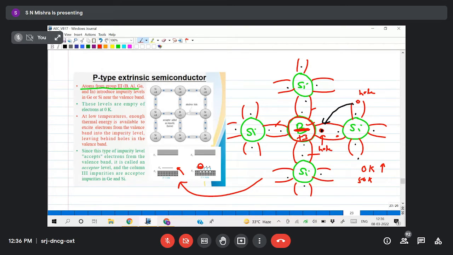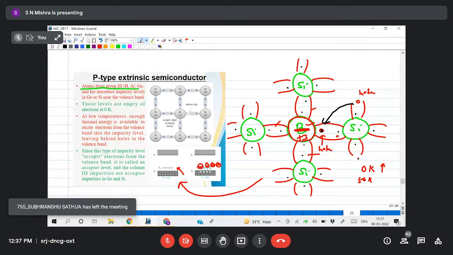Suppose I add 4 boron atoms, then 4 ions with 4 holes will generate. These holes are shown as white dots. So this is the process. That means however many borons you add, that many holes will generate, and the atoms which are added become negatively charged ions.